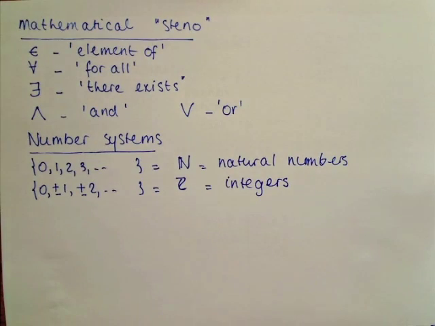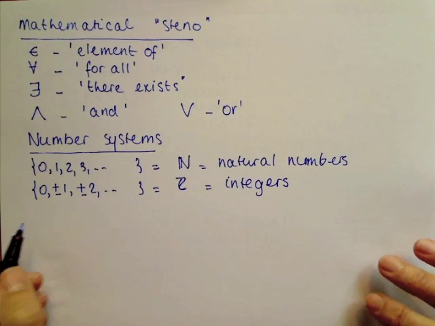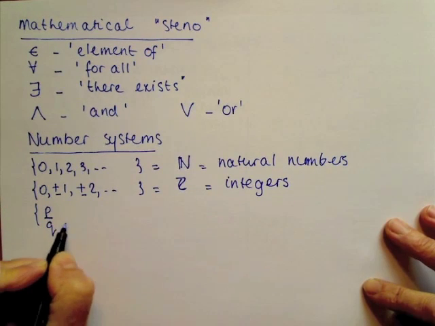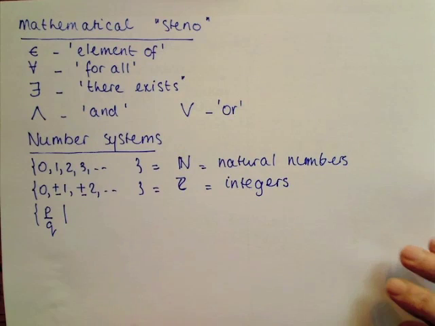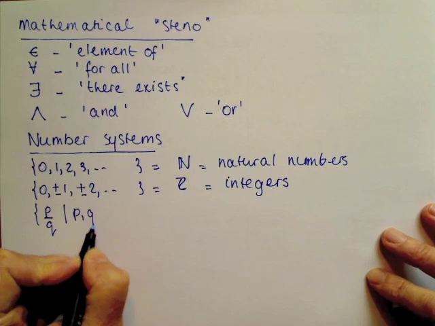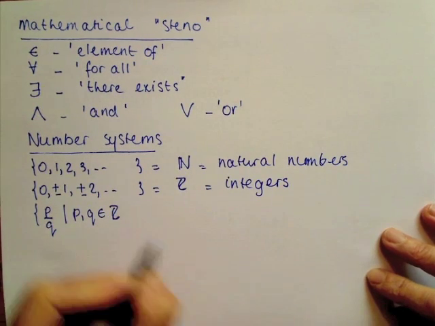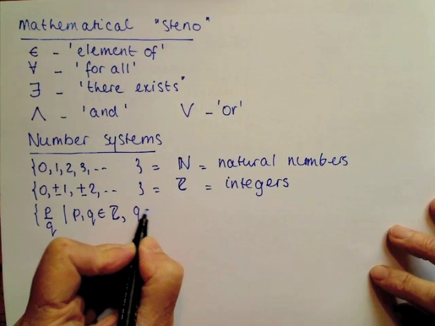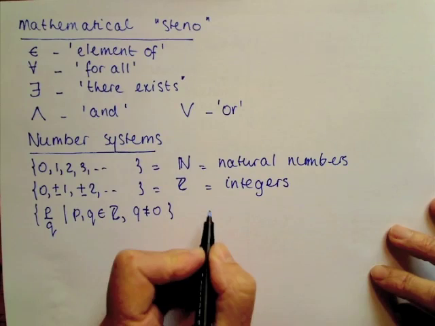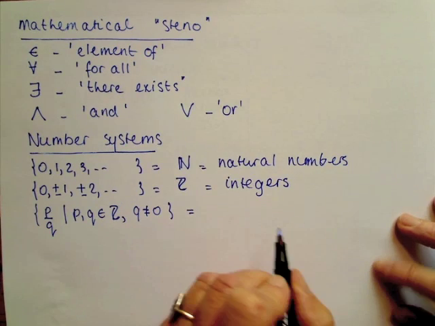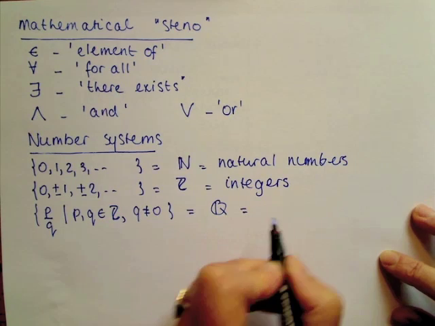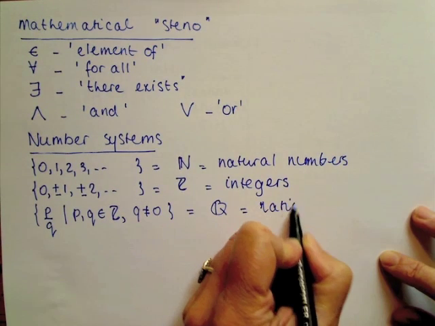Now how can we extend Z, the integers? Well, this is by the set of fractions, P over Q, where P and Q can both be integers, but of course we can't divide by 0, so Q is not allowed to be equal to 0. The notation for the set of fractions is Q, and an alternative description is the rational numbers.